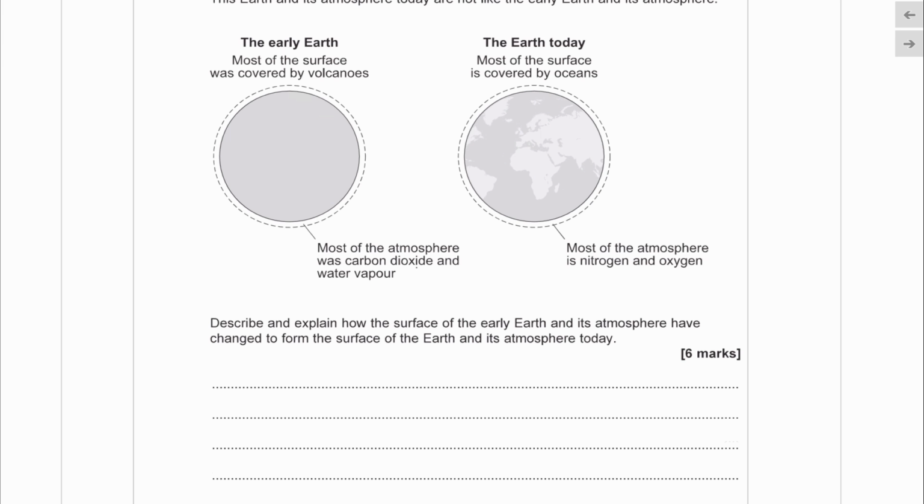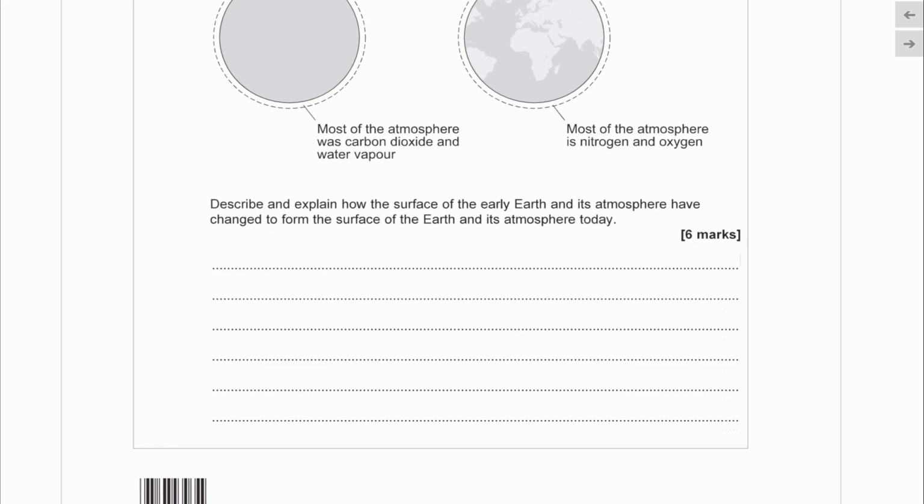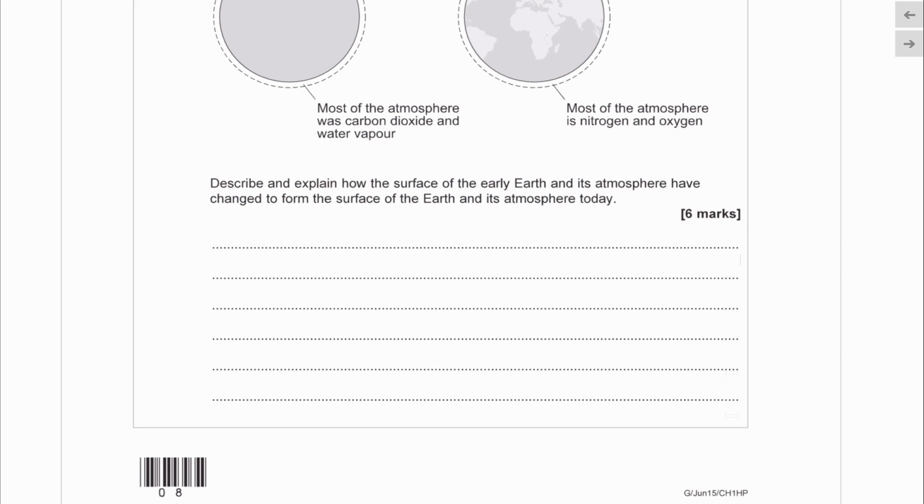Alright, so it says, describe and explain how the surface of the early Earth and its atmosphere have changed to form the surface of the Earth and its atmosphere today. Alright, so what we need to describe in this question are the differences in the components of the atmosphere, so the carbon dioxide and the water vapor, and the differences in the components of the surface, which includes the solid surface, the volcanoes in the early Earth, and now the oceans, obviously, which are made of water.